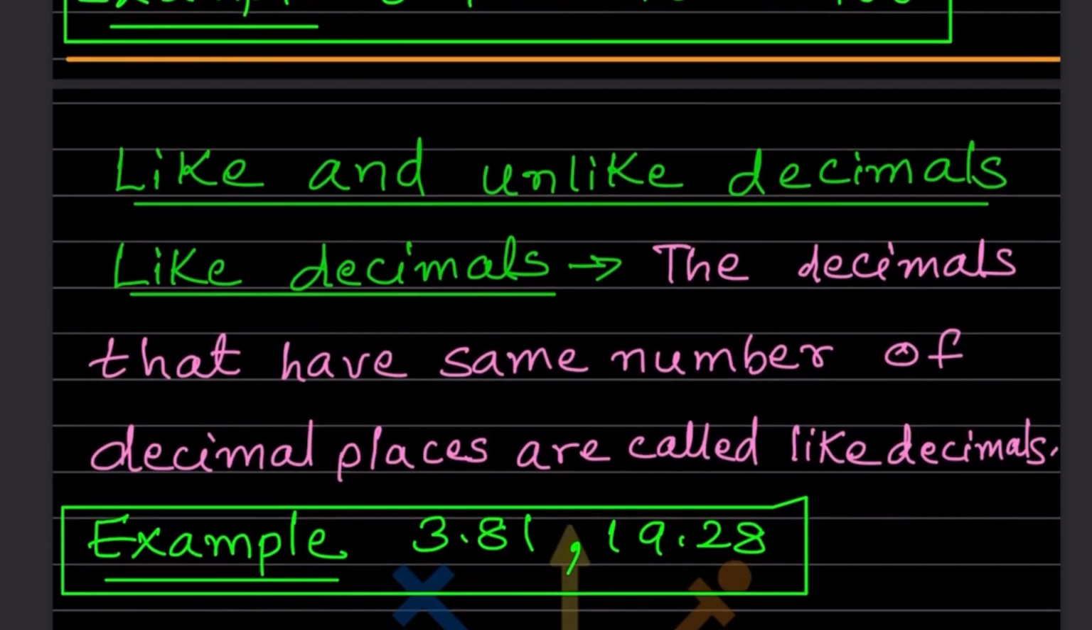Now the like and unlike decimals. Like decimals, you have seen in fractions also, like fractions and unlike fractions. The same is here. Now we will see what like decimals are. This is the definition: the decimals that have the same number of decimal places are called like decimals. Now look at these two examples. This is the point. After this point, look at the right hand side. How many numbers are here? 2. Now look at this, after the point, how many numbers are here? 2. So these are called like decimals. We can say both are like decimals.